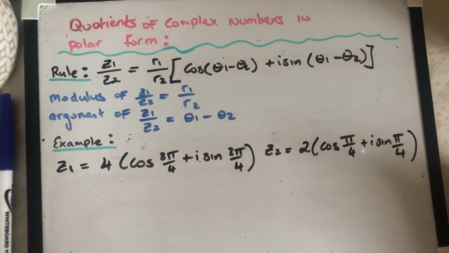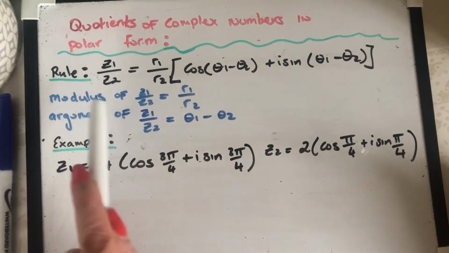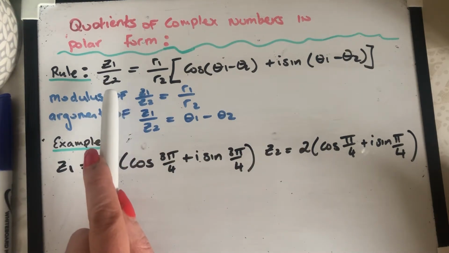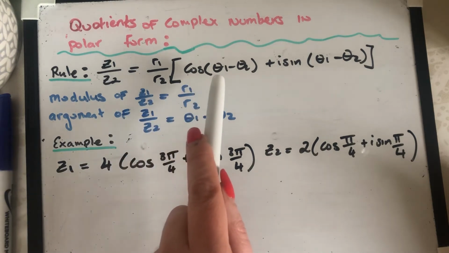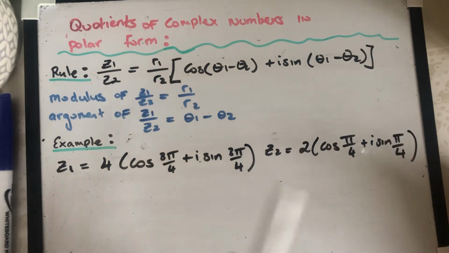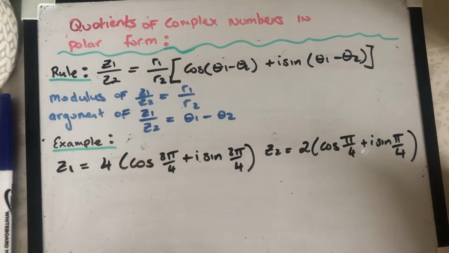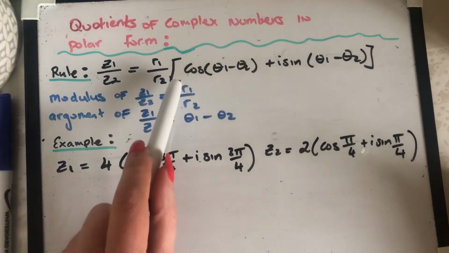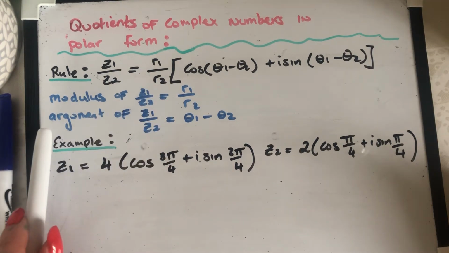In this video we're focusing on finding the quotients of complex numbers in polar form. So here is our rule. Z1 divided by Z2 is equal to R1 divided by R2 cos theta 1 minus theta 2 plus I sine theta 1 minus theta 2. So what we can deduce from this rule is that to find the quotient of a complex number, we simply divide the moduluses and we subtract the arguments.